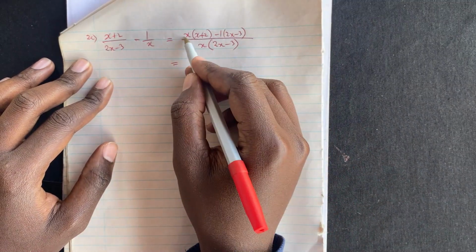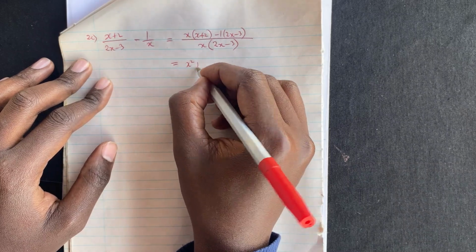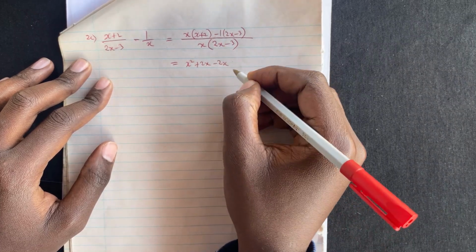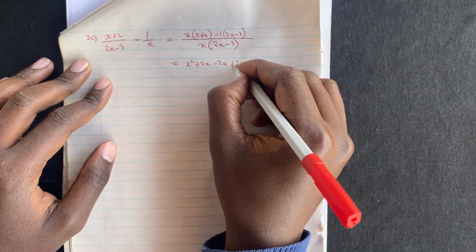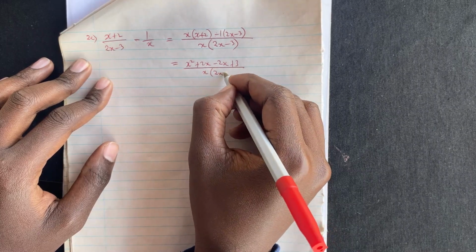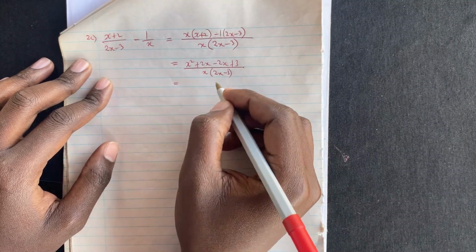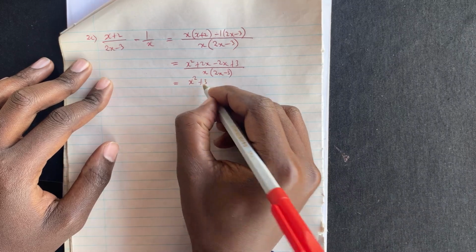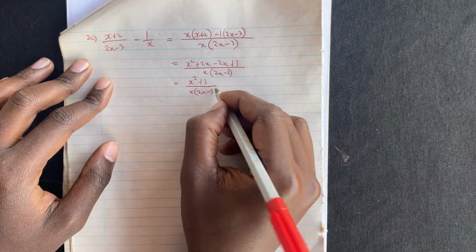And then this becomes x multiplied by x, we get x squared, x multiplied by 2, we get plus 2x, minus 1 times 2x, we get minus 2x, minus 1 multiplied by minus 3, we get plus 3. Then over x multiplied by 2x minus 3. 2x minus 2x, we are going to get 0. So we are going to be left with x squared plus 3 over x multiplied by 2x minus 3.